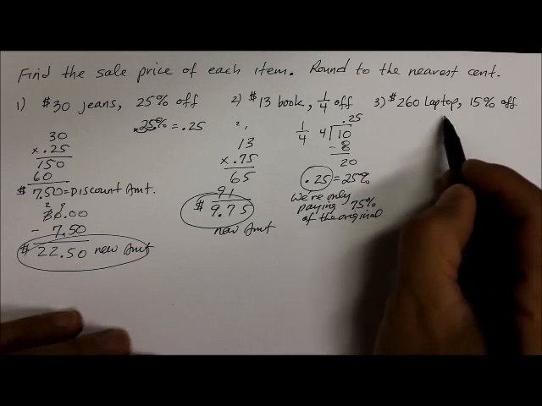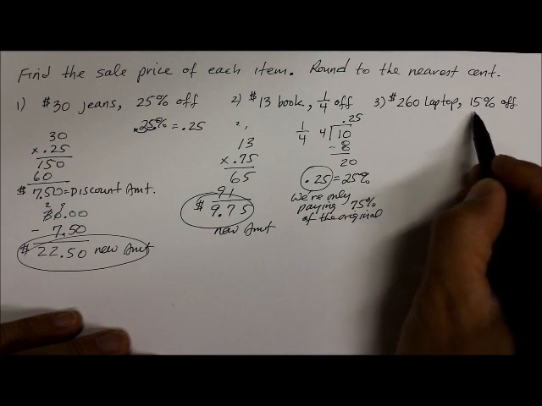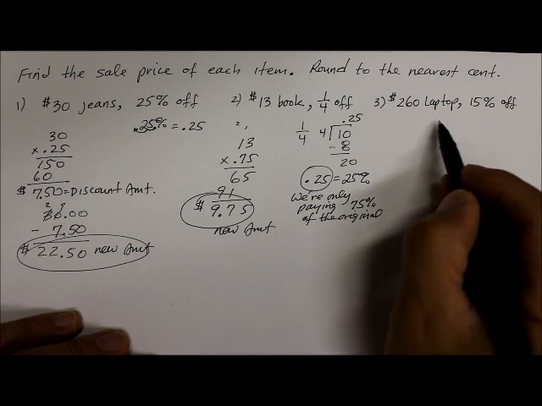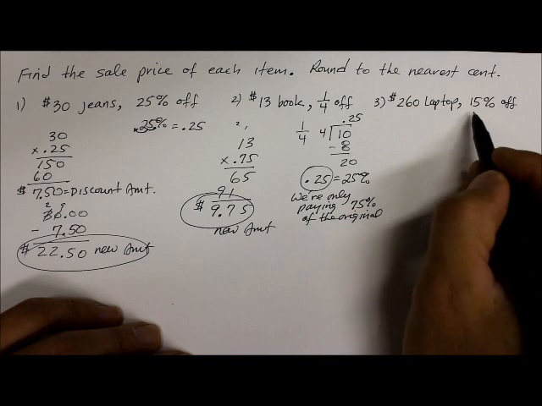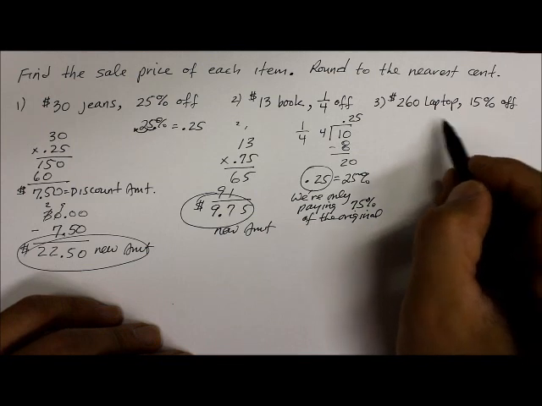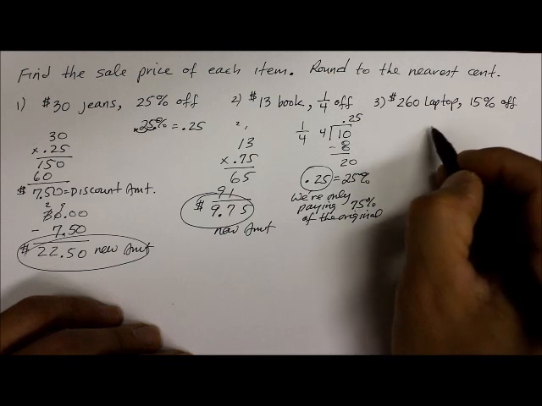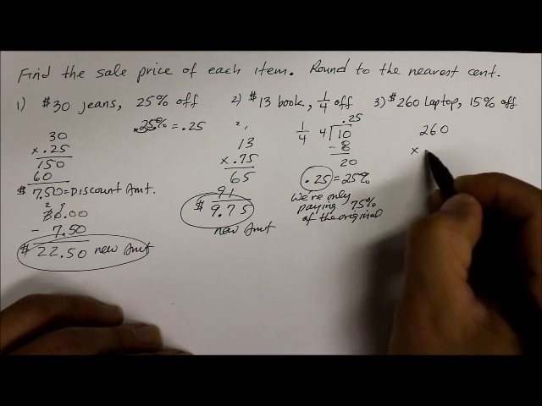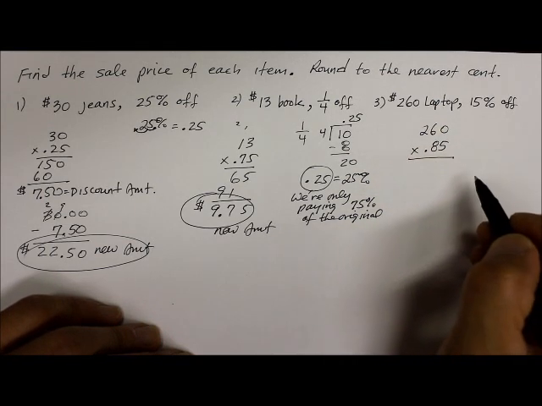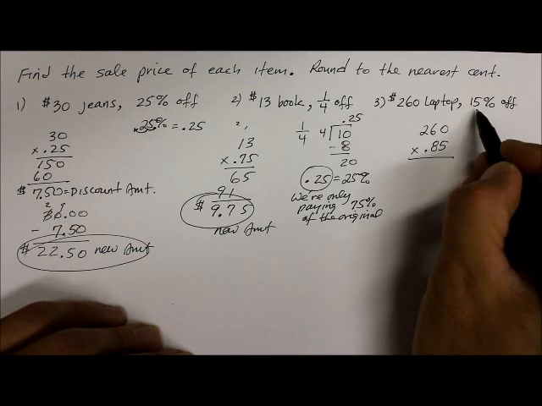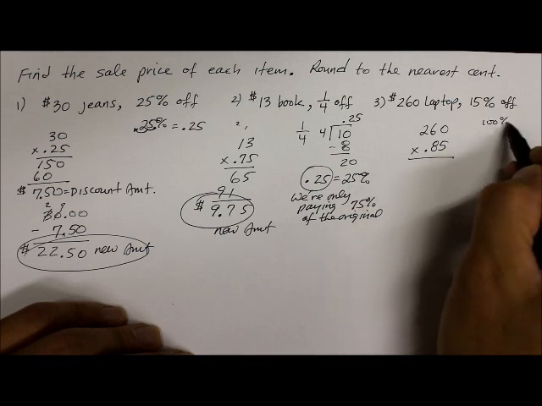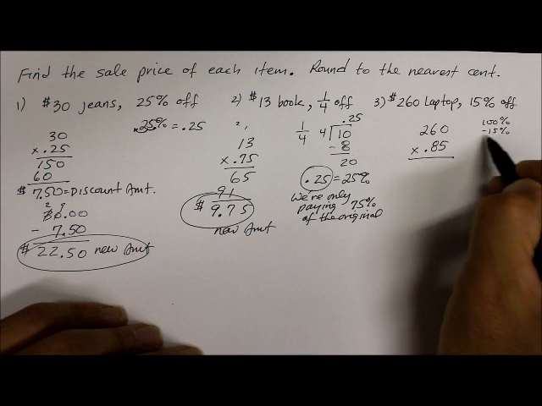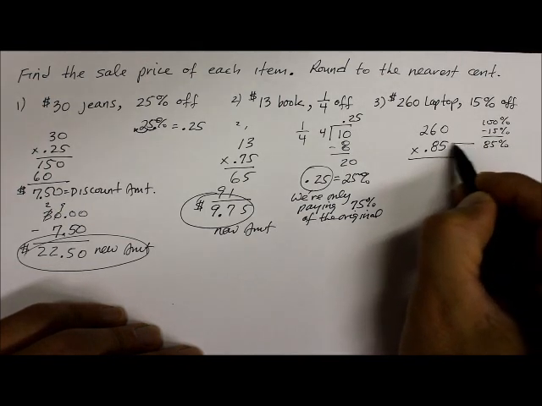$260 for a laptop. On top of that, you get 15% discount. I don't know if I want that laptop, but it doesn't matter. Here we go. So we're taking 15% off. That means we are paying 85% of the original. So 260 times 0.85. You see how I went right from 15 minus 100% is 85? Out of the 100%, we're taking out 15, so we're only paying 85%, and that's where that's going.